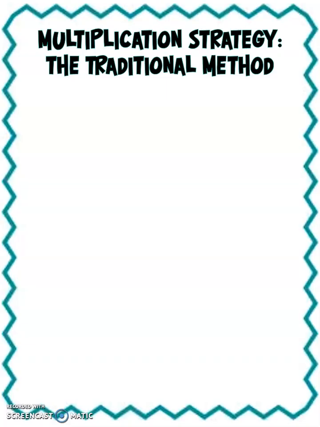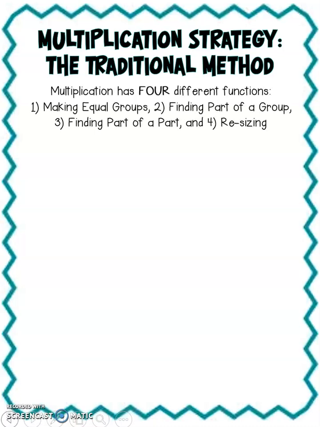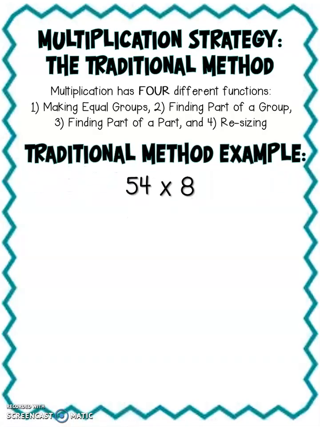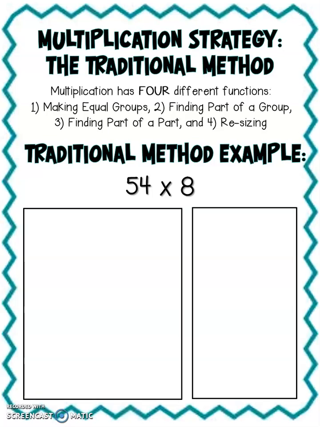But just a quick refresher, multiplication we know has four different functions. We can use multiplication to make equal groups, to find a part of a group, to find a part of a part, or to do some resizing or scaling. Over the course of the year, we'll talk about examples with all four of these functions, but right now we're just focusing on multiplication as a way to make equal groups. And today, really, we're just looking at the do the math part of it. So let's take a look at an example, 54 times 8.